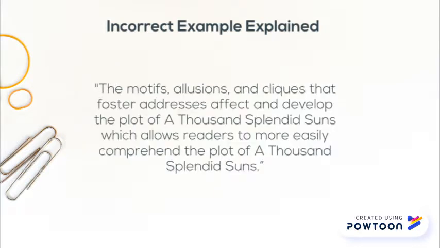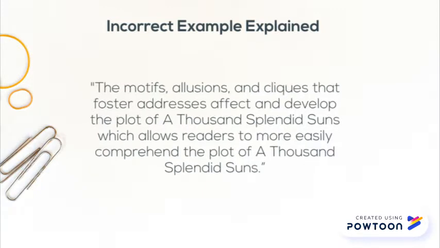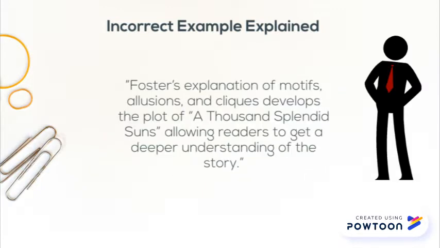Also, the second part and the third part of the structure can come off as confusing to the readers because it is worded weirdly. This is worded badly because it says plot and the title, 1,000 Splendid Suns, twice in the same sentence. Instead, this thesis can be written as: Foster's explanation of motifs, allusions, and cliques develops the plot of 1,000 Splendid Suns, allowing readers to get a deeper understanding of the story.